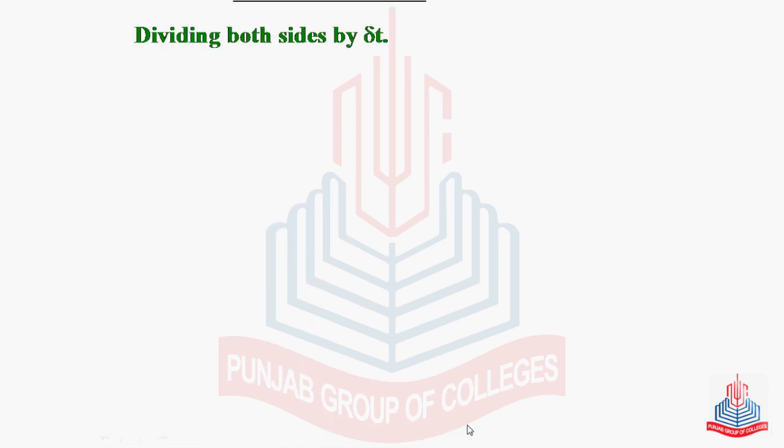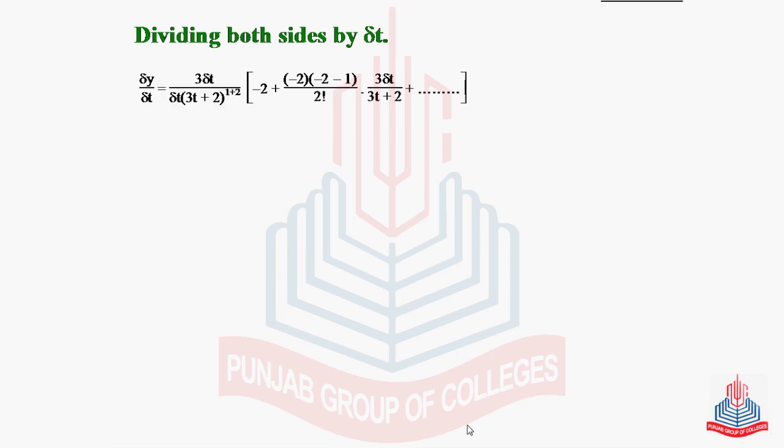Dividing both sides by delta t, as the independent variable is x. When there was x, we divided both sides by delta x. Now in this particular question we have the independent variable t, so we must divide both sides by delta t. So delta y by delta t, and on the right side 3 delta t over 3t + 2, due to the common base the powers will be combined, and in the bracket that will become minus 2 plus (-2)(-2 - 1) over 2 factorial, 3 delta t over 3t + 2, and so on.